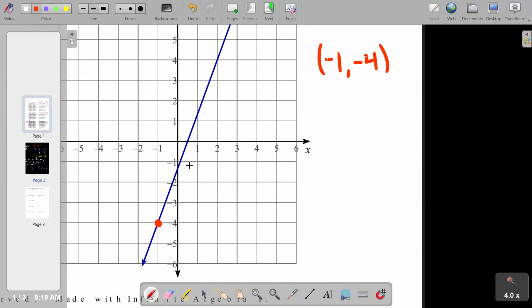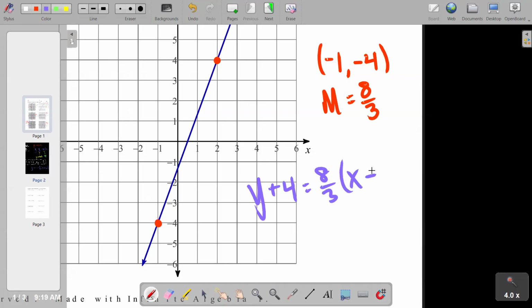I don't think I can find another lattice point until way here. You agree with that? I got to go up 8, I believe, and right 3. But it doesn't matter because again, I'm empowered now with the knowledge of point slope. So now I can just dive right in, go y plus 4 equals 8/3 of x plus 1. Done. That's how quick and easy a point slope is.